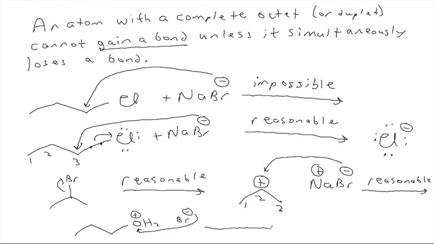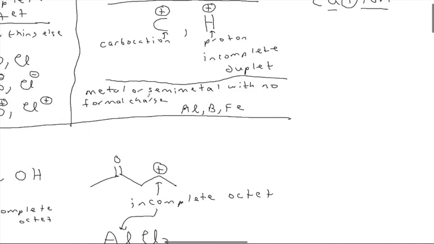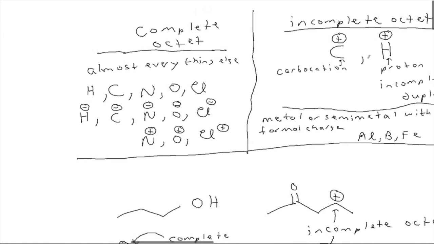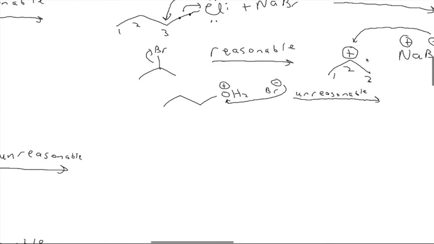This arrow, though, would be unreasonable. Why is this arrow unreasonable? Because oxygen already has a complete octet, and so it would need to lose a bond simultaneously. That's right. Even though it has a positive charge, it still has a complete octet. Remember, we saw that even atoms with positive charges usually have complete octets, except for carbon and hydrogen.